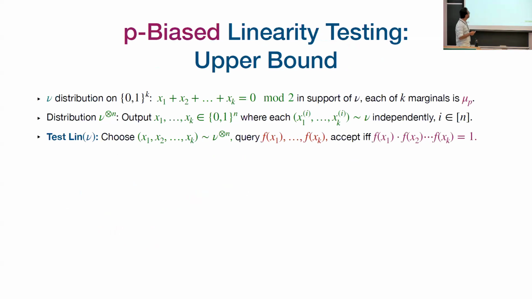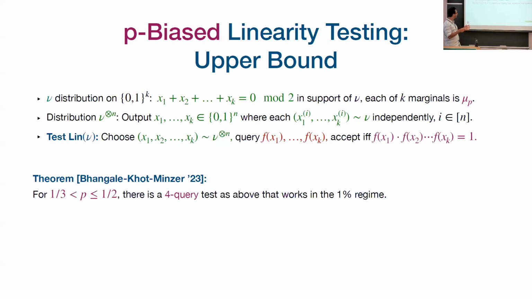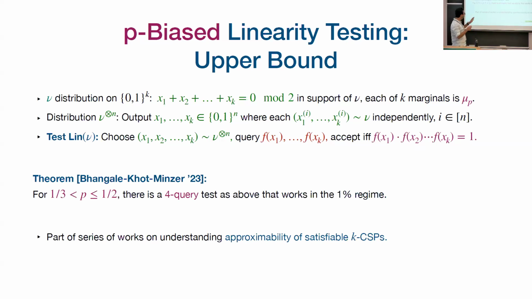Okay, so let's see what is known about upper bounds here for such kinds of tests. This is the general framework. The main result that was proven recently, and I don't think anything was essentially known before this result, was this work by Bhangale, Khot, and Minzer, which shows that if p is between 1 over 3 and 1 over 2, then there is a 4-query test of the above form that works in the 1% regime. I won't exactly state what this means because I'll state the more general form in the next slide. They prove this as part of their series of works on understanding approximability of satisfiable k-CSPs, if this means anything.